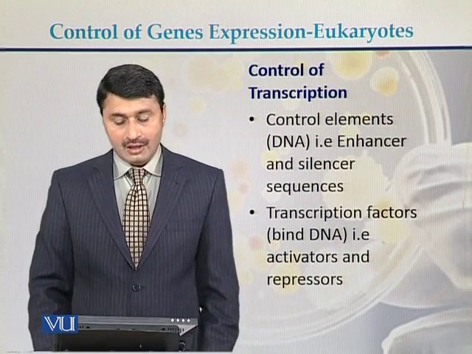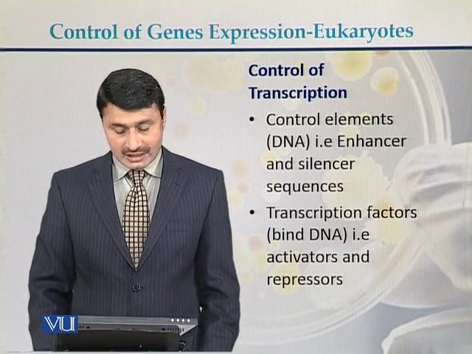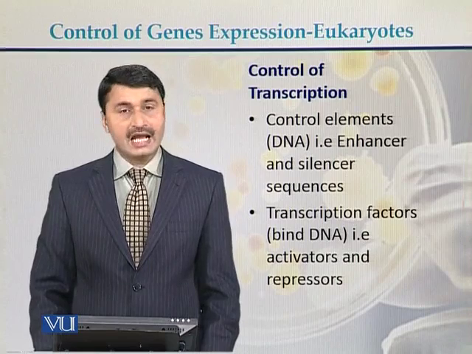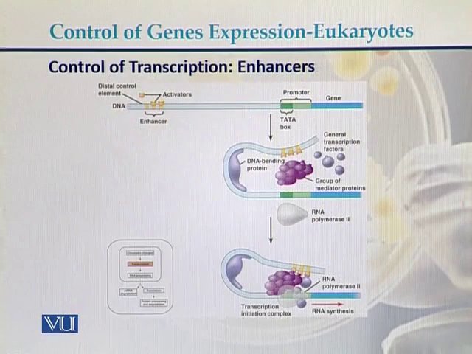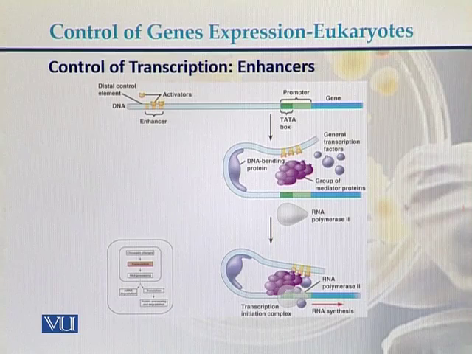Control of transcription. Control elements can be enhancers and silencers. Transcription factors are DNA-binding activators and repressors. Here we can see the enhancers, that is, distal control elements. The promoter region is here and the gene is here. Along with the gene, there is a promoter region where there is the TATA box, and far away there are sequences which are called enhancers.